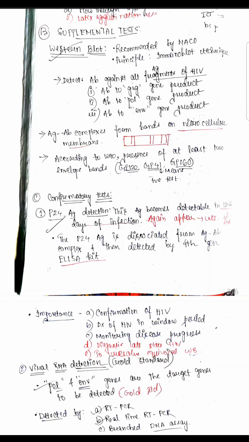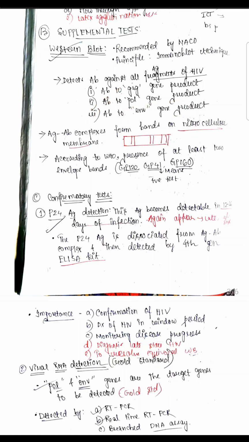So first we had the screening test. Now we have the supplemental test. And what is the Western blot doing? It detects antibodies. It detects antibodies against what? It detects antibodies against all the antigenic fragments of HIV. It detects antibody against the GAG gene product, antibody to the Pol gene product, and antibody to the ENV gene product, that is the envelope gene product.